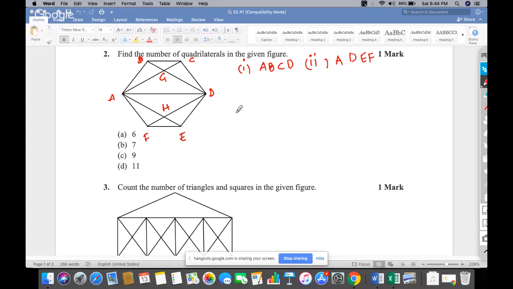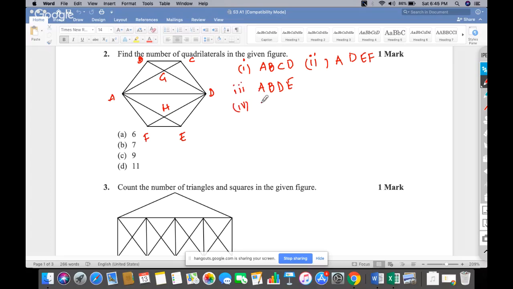Now look at here. There is a rectangle made over here which is looking very obvious, which is A, B, D, E. So I have written A, B, D, E. Now if I have written A, B, D, E, why not, instead of going from D to E, there is a direct line going from D to F. So it means that it makes a quadrilateral. So this was my third one.